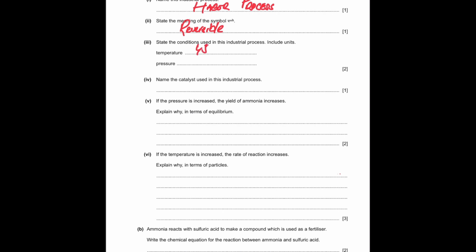State the conditions for the Haber process. The temperature is 450 degrees centigrade and 200 atm is the pressure. State the catalyst used for the Haber process. Iron is used as the catalyst, iron, Fe.